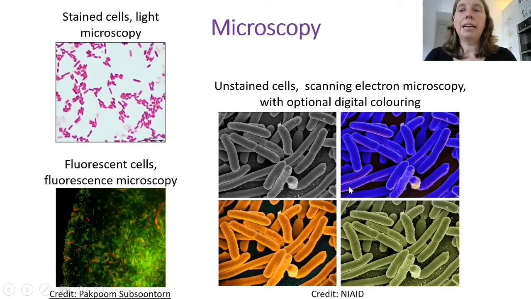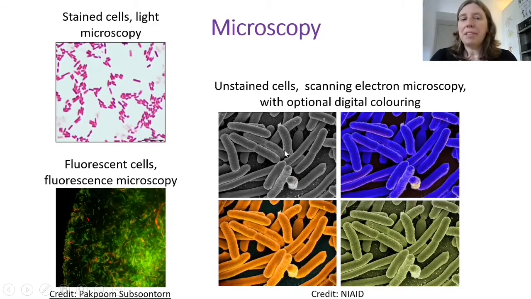But then we can also enlarge cells even more using a more powerful microscope that we call a scanning electron microscope. And so using that, we would get typically grey images like this. So here's a load of bacteria again, much higher power this time. You can see much more detail than you can with these two types of imaging.